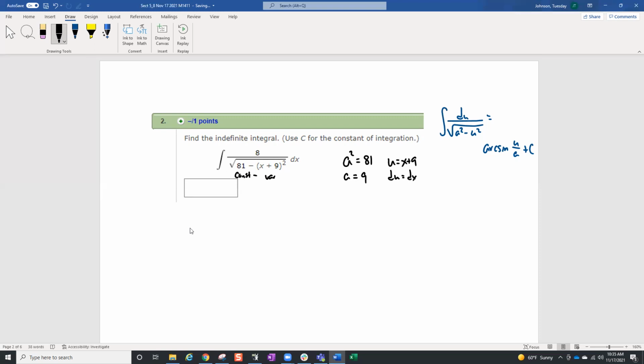So this becomes, that 8, that's just 8. Let's bring that 8 over here. 1 over, and now we've written it as a squared minus u squared du, which according to the formula is 8 arc sine of u over a plus c. I should have done this on the first one. Reverse your substitution.